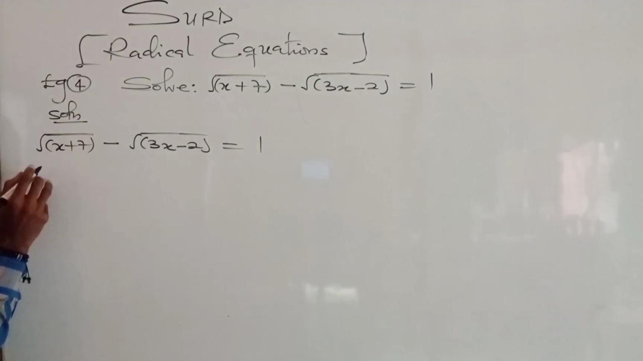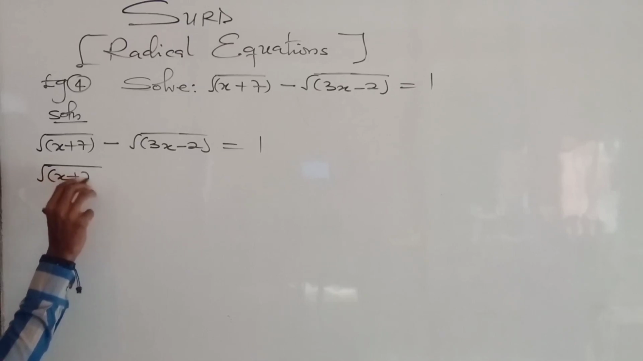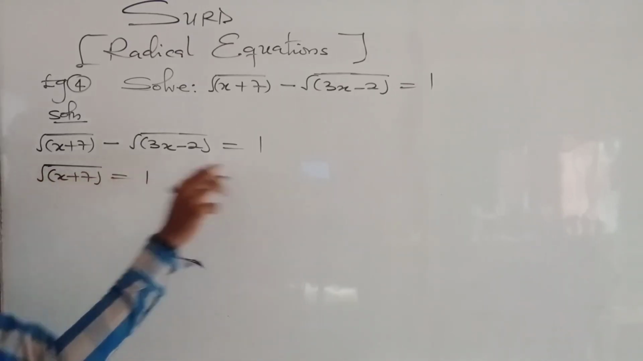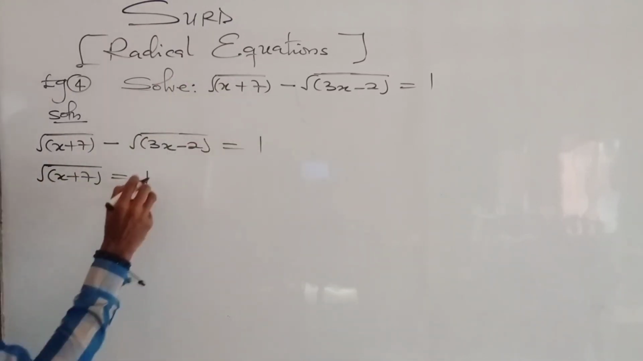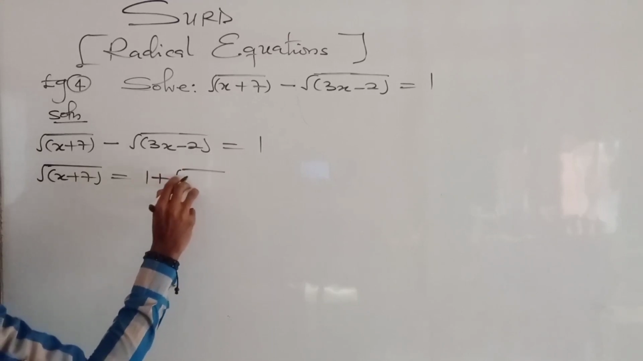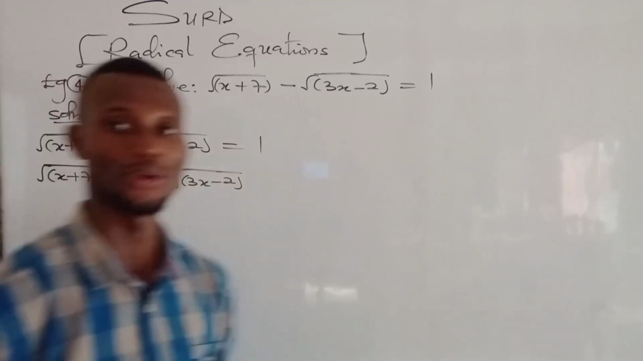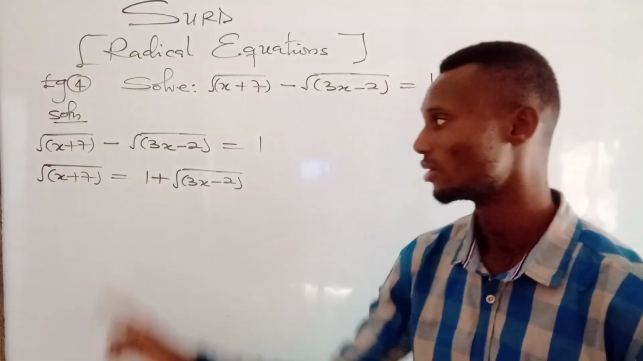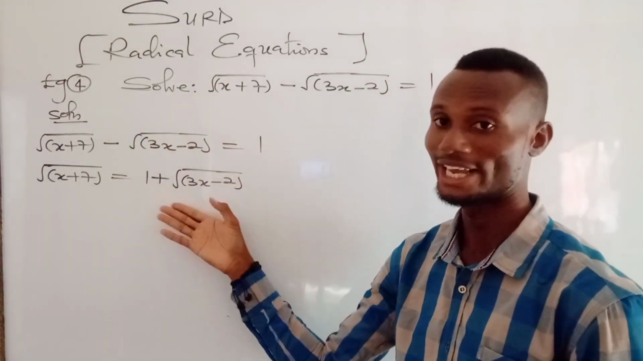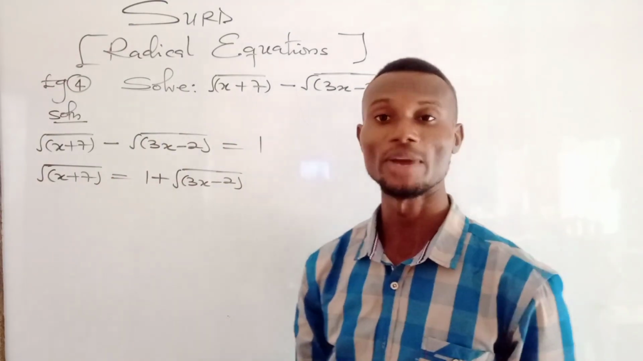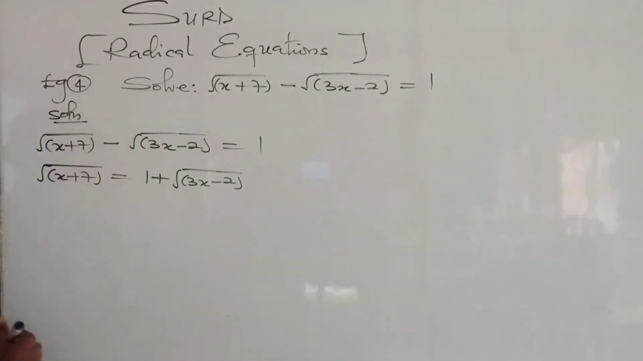Okay, so I'm going to maintain my square root of s plus 7 here equals to my 1 is there, then this minus root 3s minus 2 will go and join the 1 which is there, so it becomes plus root of 3s minus 2. I hope you understand and agree with me up to this point. All that we did is to shift the minus root 3s minus 2 to come and join the 1. Okay, so that's it. Then from here we are going to square both sides. So I'm going to square both sides of the equation to be able to eliminate the square root sign.